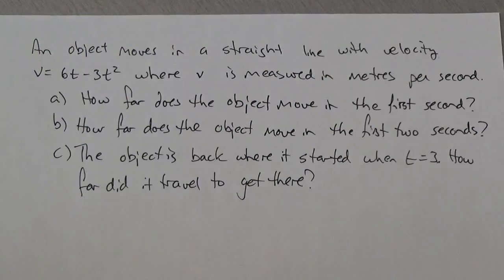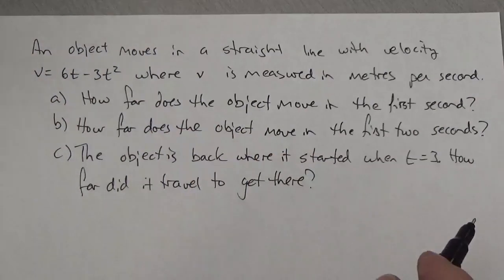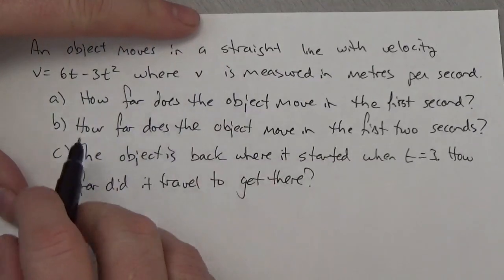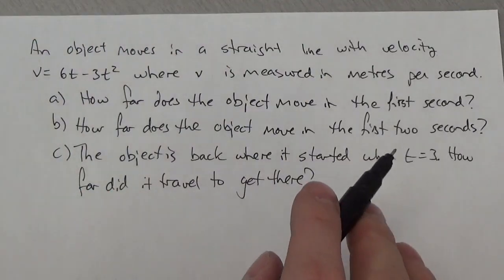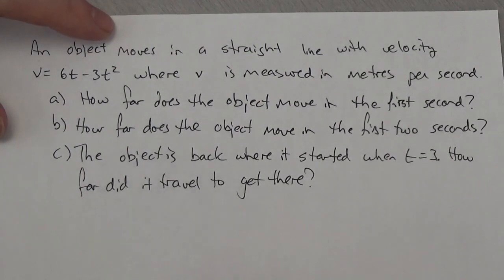Okay, everybody, let's take a quick look at this question here. It says, an object moves in a straight line with velocity v equals 6t minus 3t squared, where v is measured in meters per second. How far does the object move in the first second? How far does the object move in the first 2 seconds? The object is back where it started when t equals 3. How far did it travel to get there?